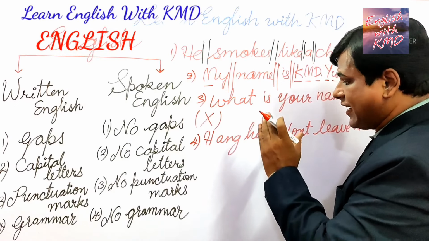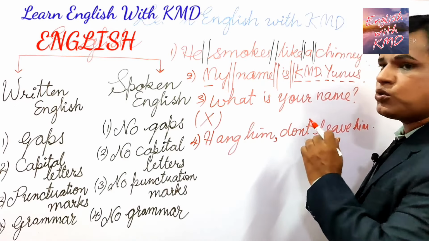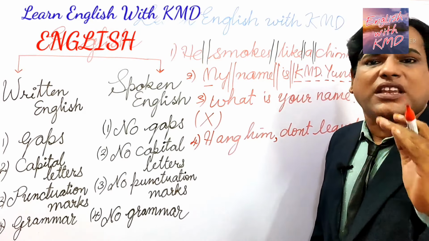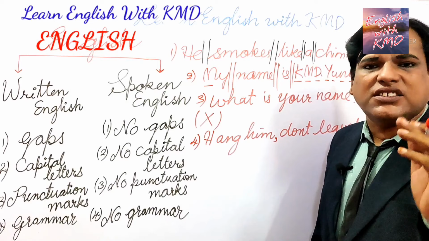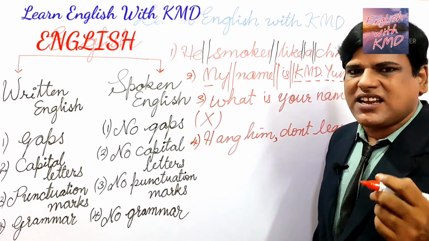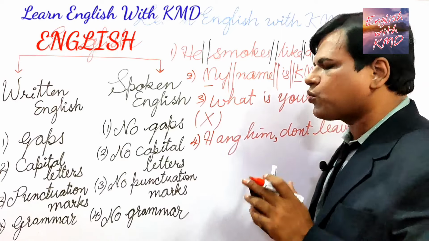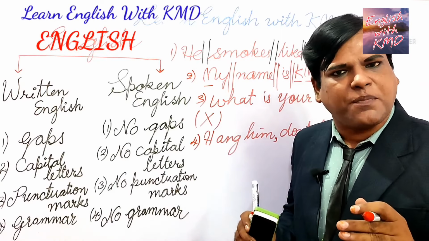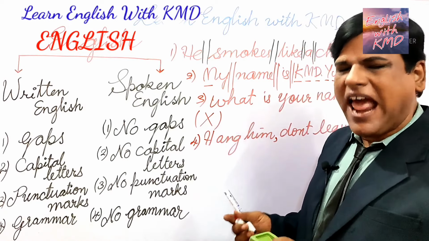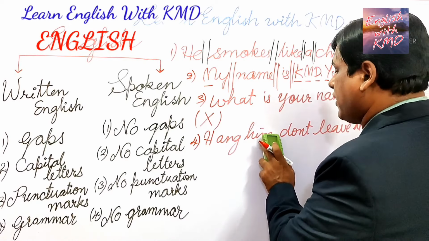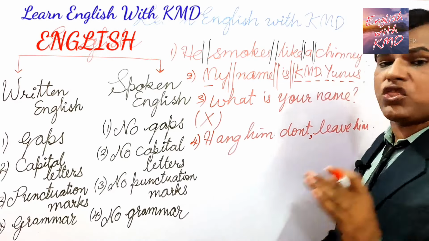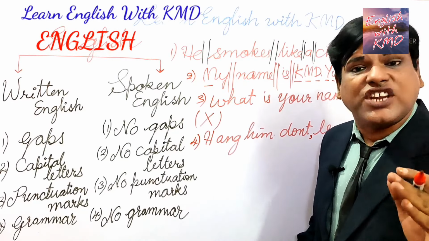The sentence goes like this: hang him, don't leave him, which means kill him, don't leave him. Finish him, don't leave him. As I said a little while ago, this is what was written by the judge on a piece of paper in haste, and he made the mistake of placing the comma after the wrong word. Well, the comma is supposed to be placed after the third word, that is don't.